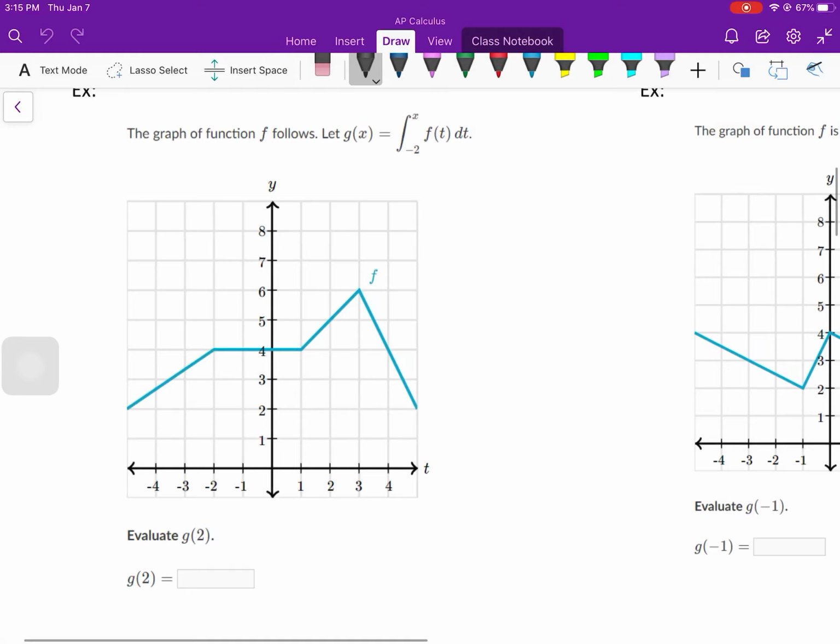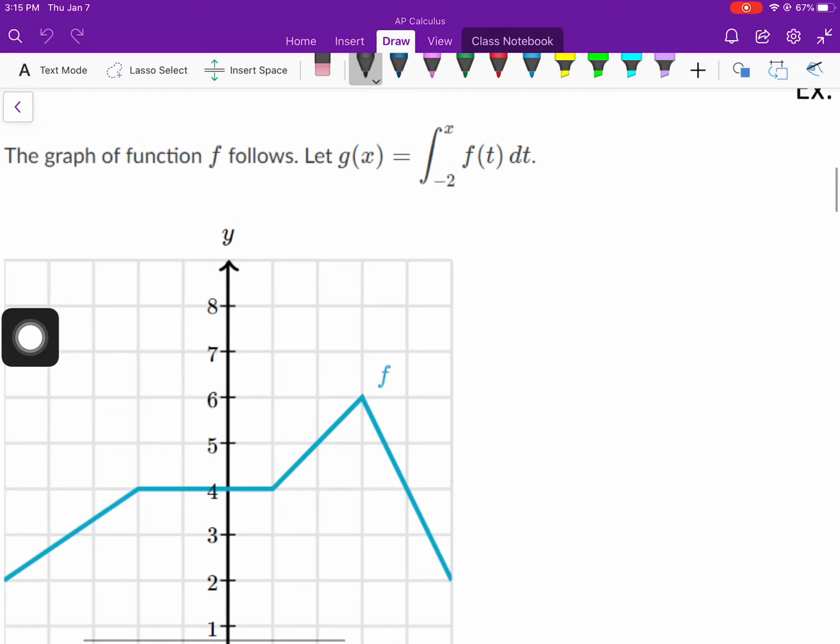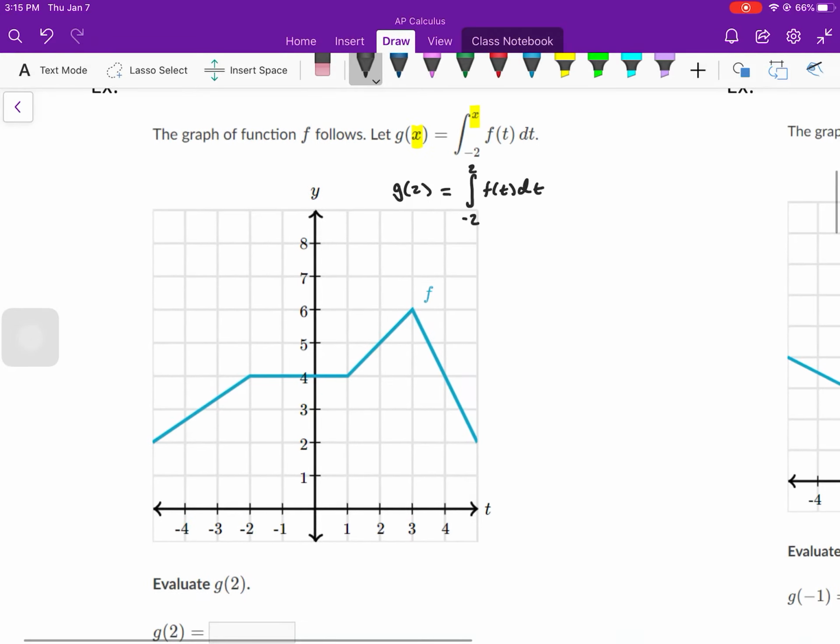Well, let's start by plugging 2 in. Remember, this is g of x, right? And know there's a t dt in there. But g of 2 would mean that the x gets replaced with the 2. So we're going to replace the x. Notice x is the upper bound in this case. I think it's going to be the upper bound in all the cases. So we're going to be finding the area under the curve of f of t dt from -2 to 2.